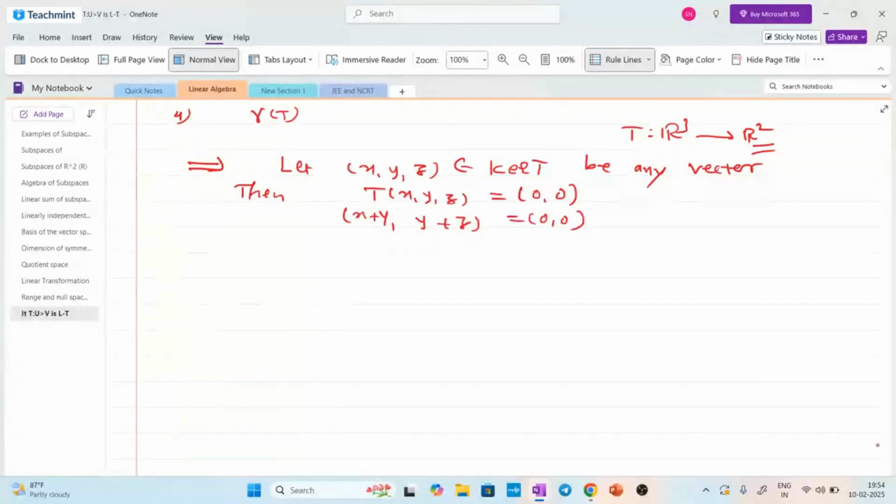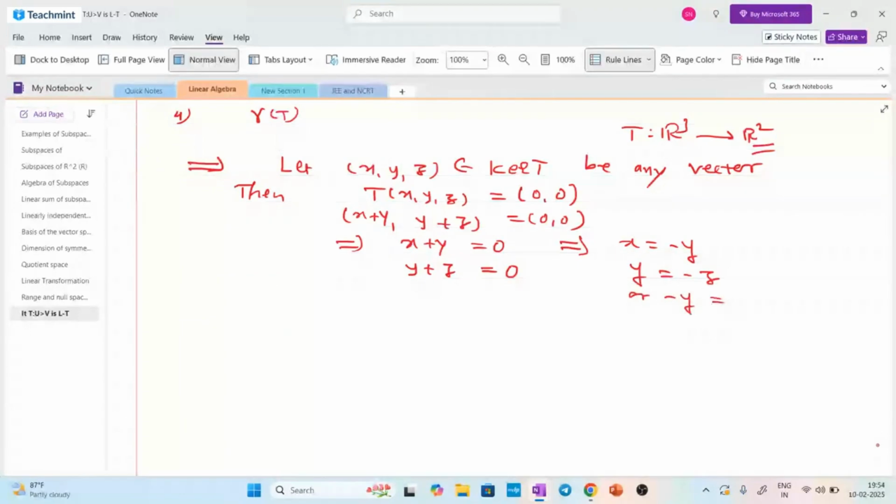Next, this implies solving: x plus y is equal to 0. Next, y plus z is also 0. Now x plus y is equal to 0, this implies that x is equal to minus y. Then y plus z is equal to 0 means y is equal to minus z, or minus y is equal to z. Okay, another relation between x, y, z: x is equal to minus y and minus y is equal to z.